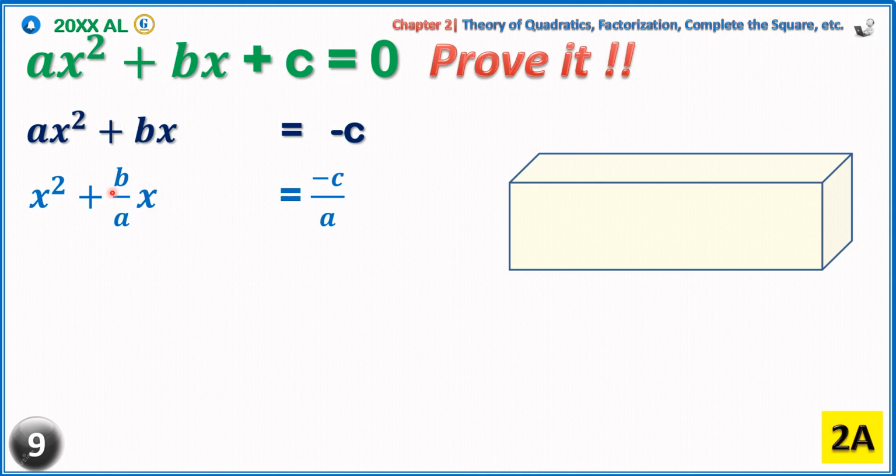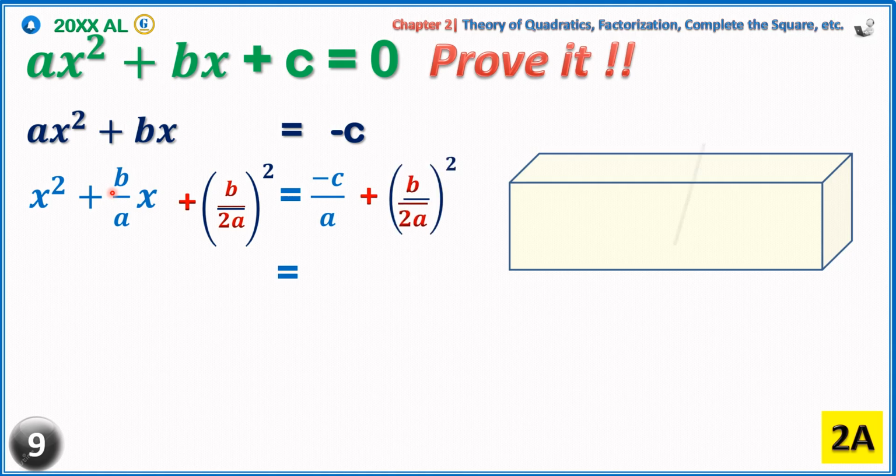What do we do with this half? We square this half and add it to both sides. Note this is an equation. Anything you do to the left hand side, you must do to the right hand side. So b over 2a, all of that squared, is added to both sides.